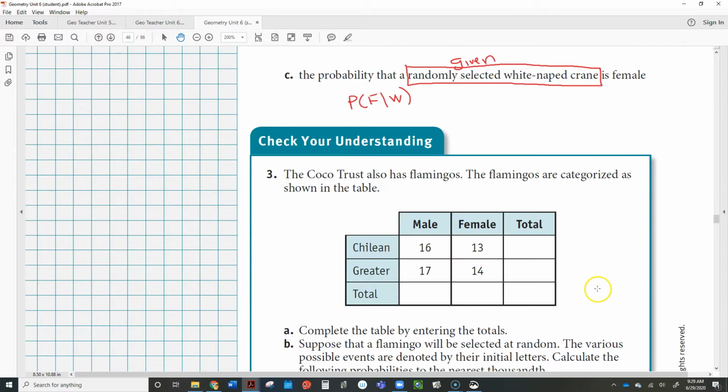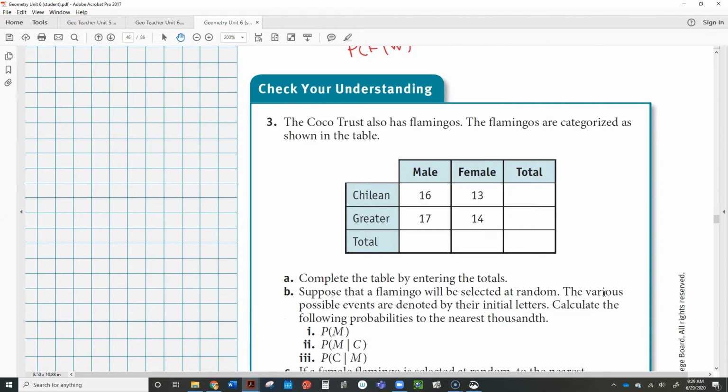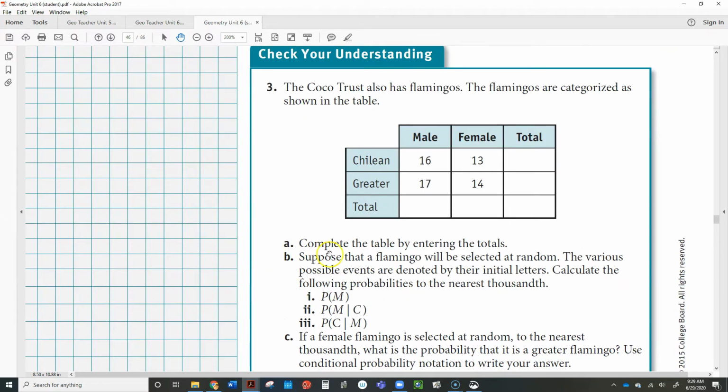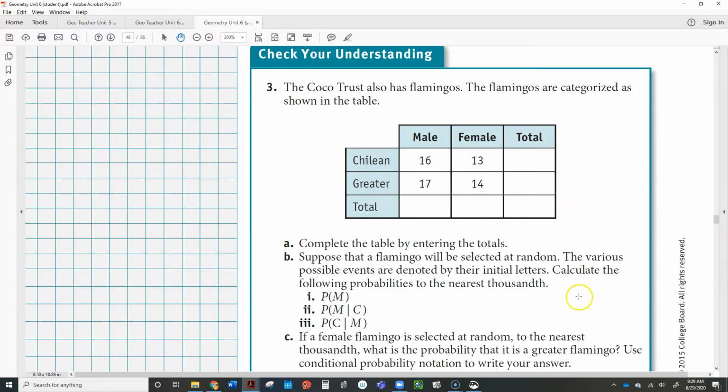So we're to a point where you should check your understanding. I'm going to go ahead and stop the video now, and I'll start the next video with the answers to this check your understanding.